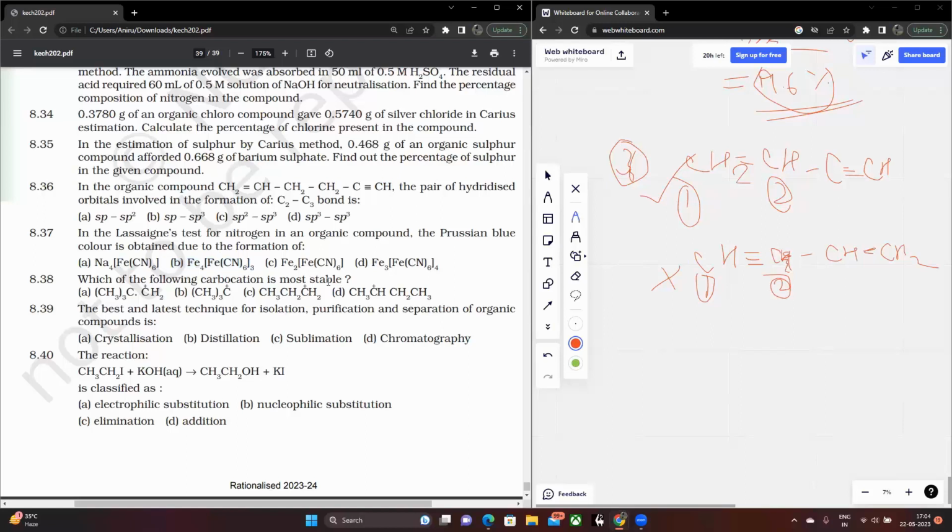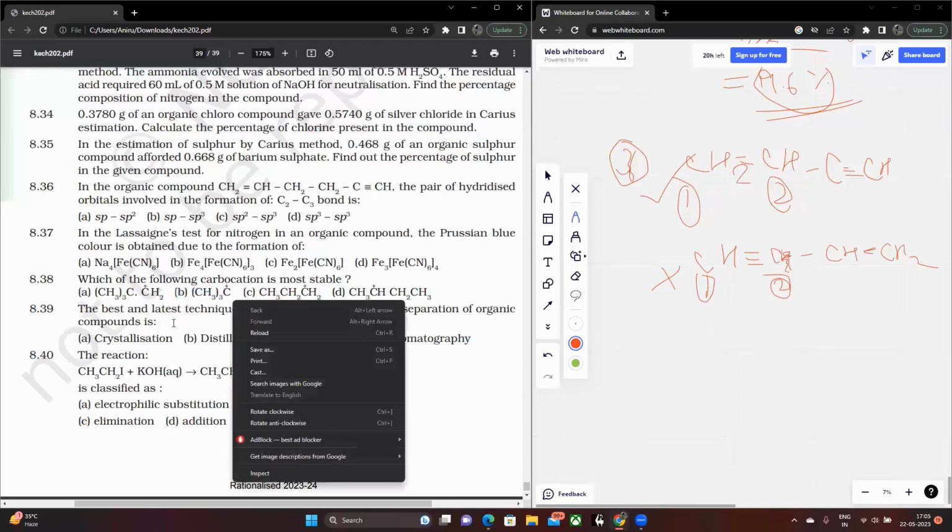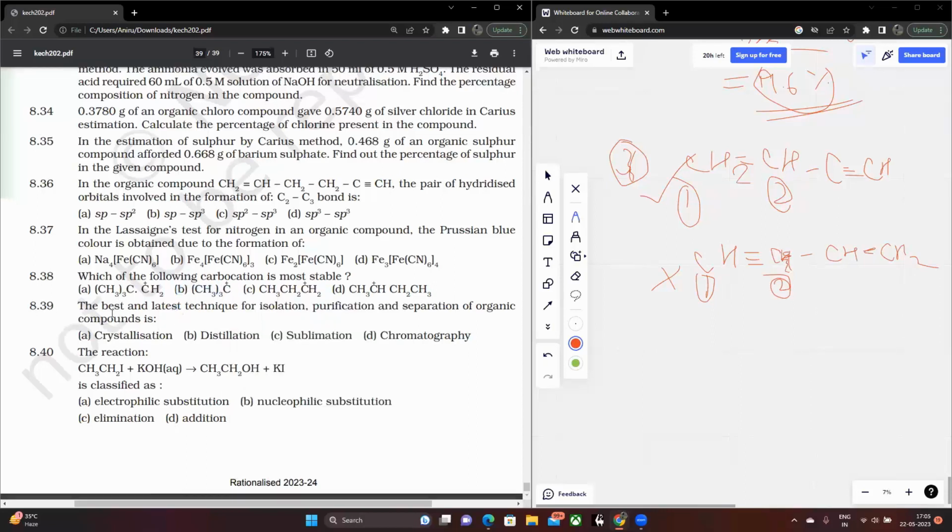Which of the following carbocations is most stable? Everybody knows this. A tertiary carbocation is the most stable. This primary, this secondary, this tertiary. B is the answer, right? Everybody knows this. The best and the latest technique for isolation, purification, and separation of organic compounds. Latest technique is chromatography, because chromatography is the most sophisticated. Perfect. Right. Third line is the answer.